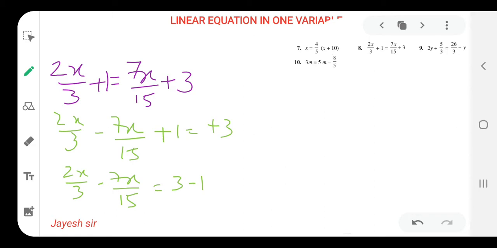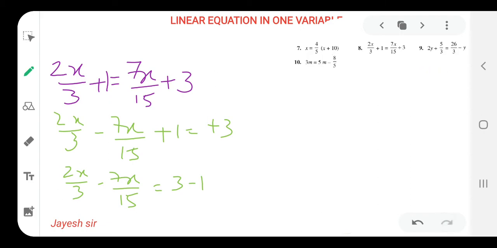Now let's take the LCM of 3 and 15. LCM is 15. You can check at your home what is our LCM. Yes, friends, you know how to find the LCM. If you don't know how to find the LCM, you can go to grade 5 and check and find what should be the LCM. I hope you all might be getting it, friends.